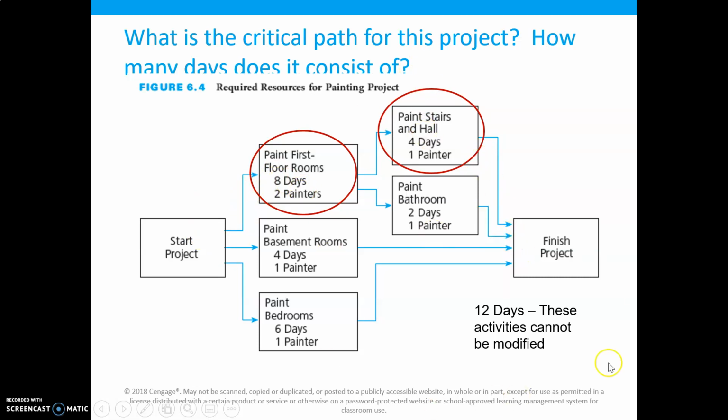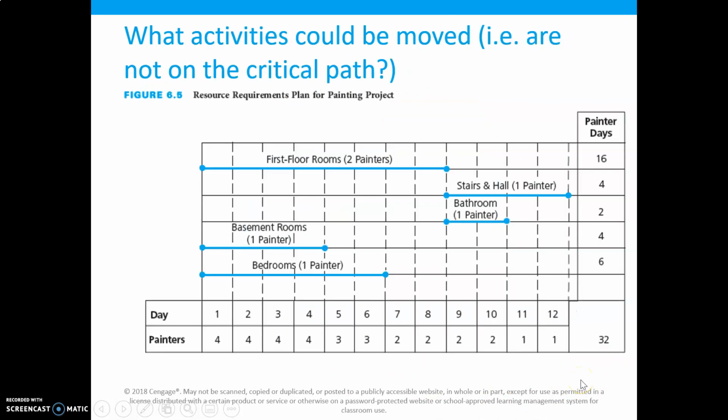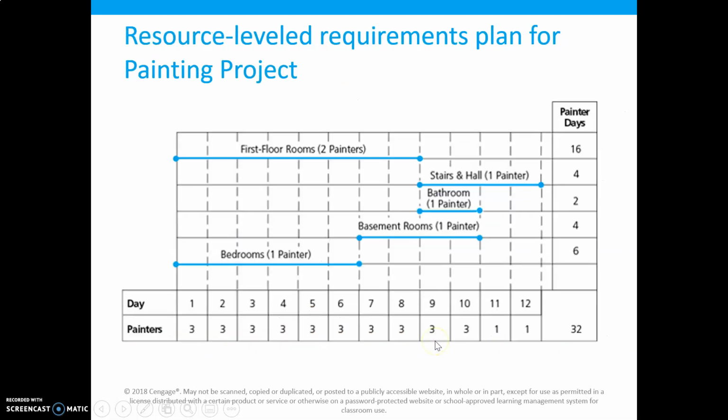All right, so these activities cannot be modified. 12 days is the shortest amount of time, and that's our critical path. So we can't move these two items. These are the critical path: the first floor rooms and the stairs and hall. But we can move around when we paint the bathroom, the basement, and the bedrooms. And so you can see what we're trying to do is have the same number of painters on all days, or as close as possible.